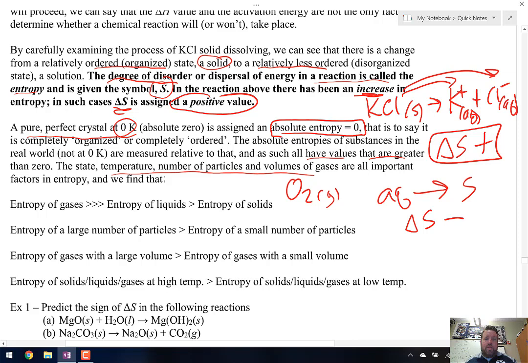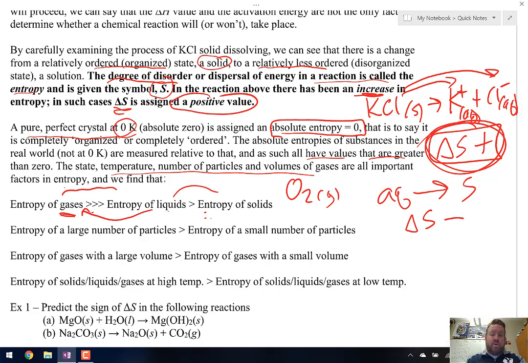So, in general, this is something that we're going to be able to figure out. The entropy of gases is much, much greater than the entropy of liquids, which means if you're going from a liquid to a gas, that again is a positive delta S. That's an increase in the disorder. Or you go from a solid to a liquid, or from a liquid to a gas, that same thing, you're going to increase the amount of disorder.